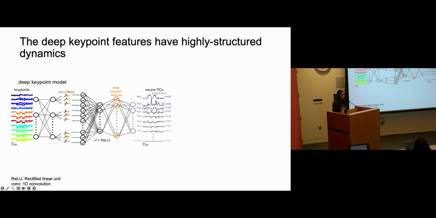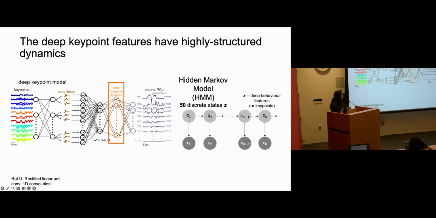Now coming back to one of the points I had mentioned about interpretability, I'll go briefly through these slides because I don't know how much time I have. We wanted to study the low dimensional features from our model. To do that, we extracted these deep key point features and fit them in a hidden Markov model with 50 discrete states, to study the different behavioral states and their dynamics.